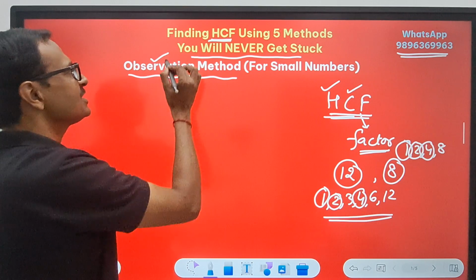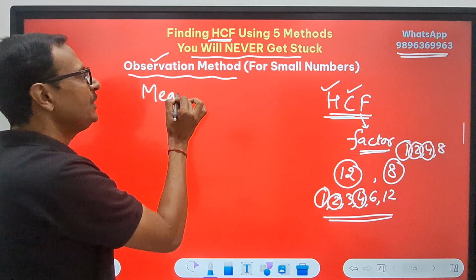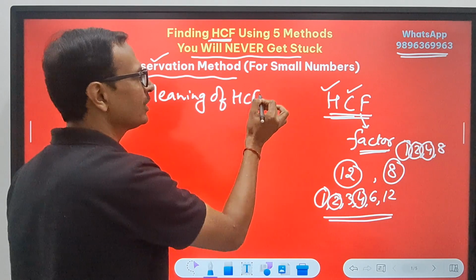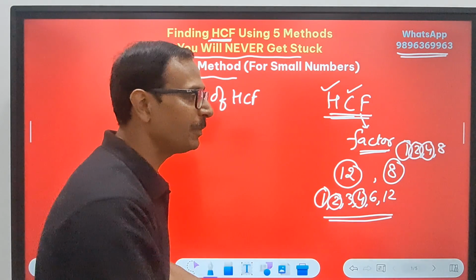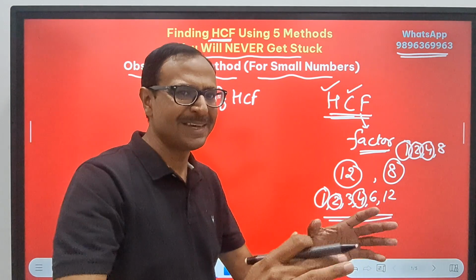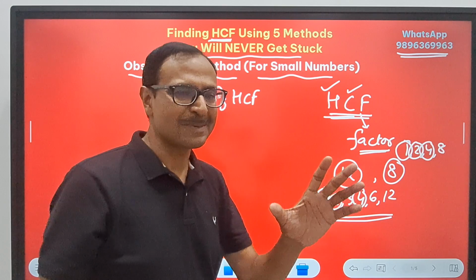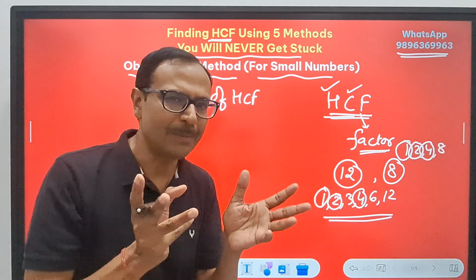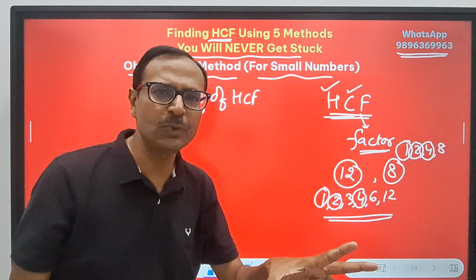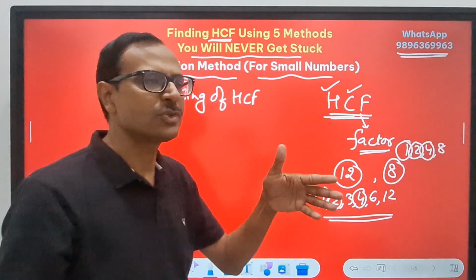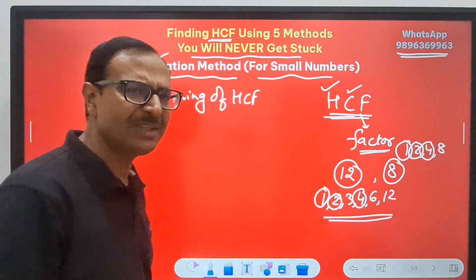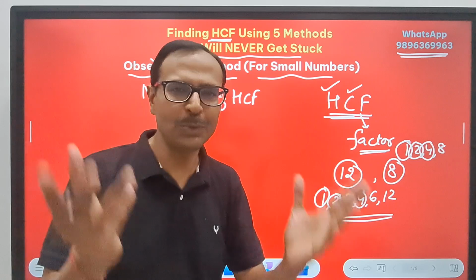Now observation is based on the meaning of HCF. Anybody who is clear about the meaning of HCF will never commit an error in finding the HCF of small numbers. I have to do justice. Small numbers means really small numbers whose factors are easy to find. I cannot tell you to find the HCF of 1248 and 3488 using the observation method. That's foolish, right? We can't do it.